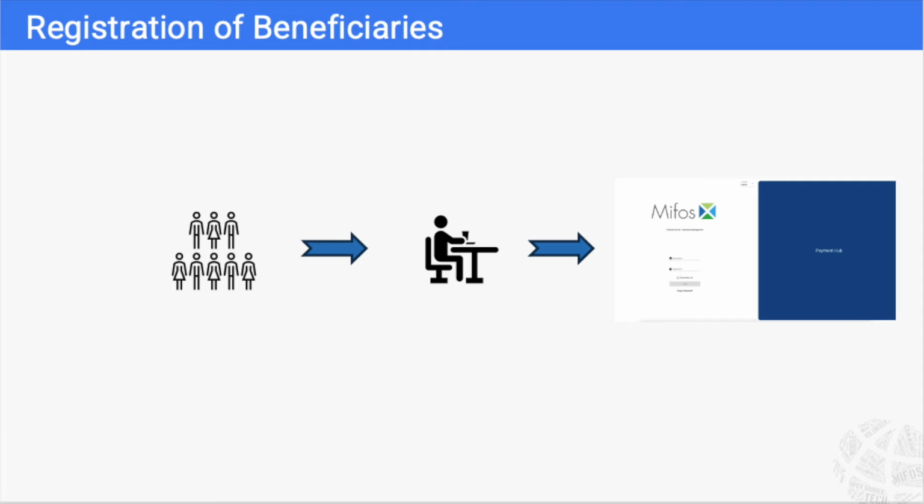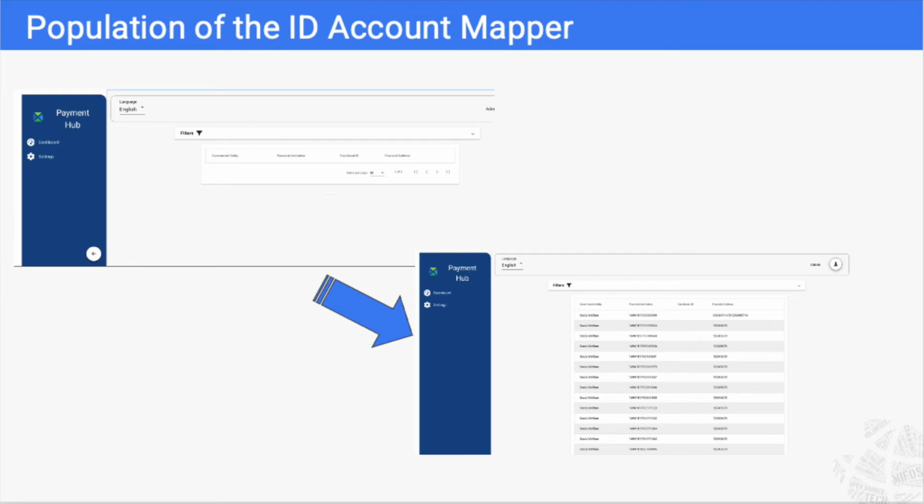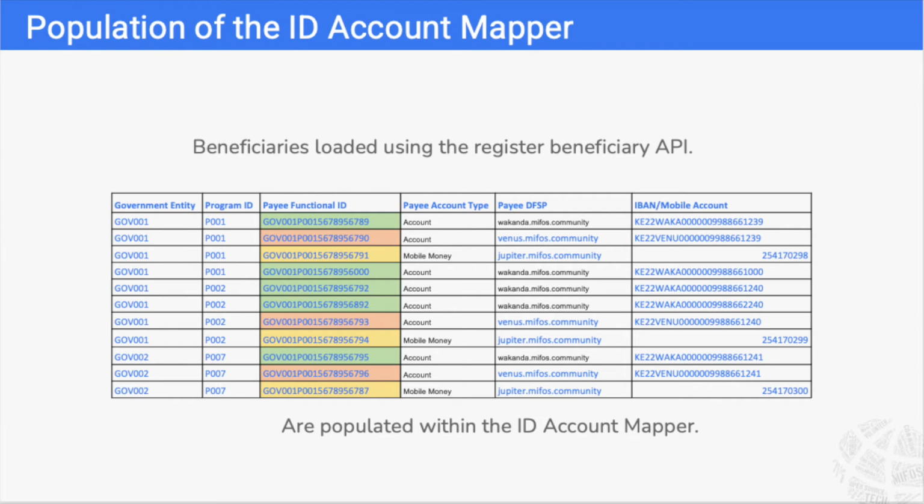To populate the ID account mapper, the Register Beneficiary API is used. Here, you firstly see the ID account mapper is empty, but as we send the data via the API, it becomes populated. Here is the data we have populated in the ID account mapper via the API. The government's registration system can update or add additional beneficiaries at a later point if needed.